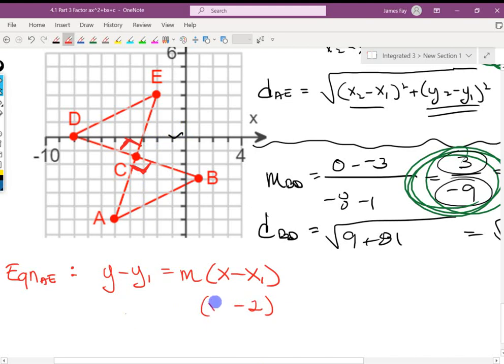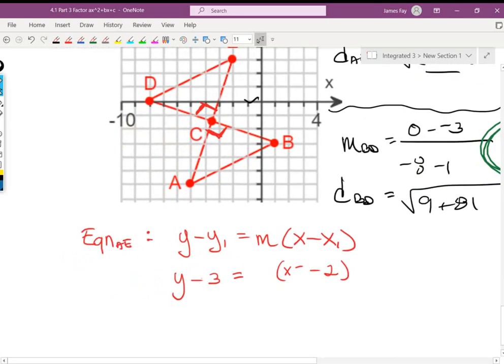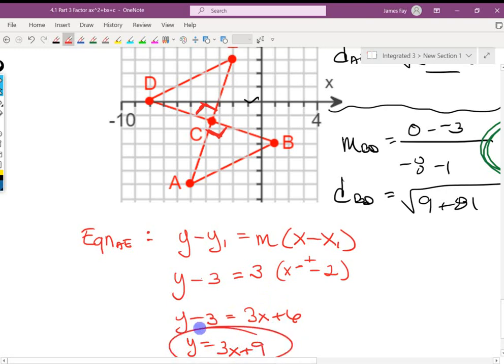So it's x minus that. Y is +3, so it's y minus 3. And what was the slope of AE? We said it was 3, right? So I'll put a 3 here. So I get y minus 3 equals, so this is a positive there, so it'll be 3x plus 6. Add 3 to both sides to get y equals 3x plus 9. So there's the equation of AE.